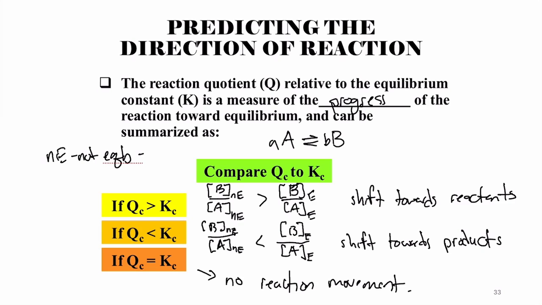So when we're looking at our ice tables now, if we have some initial concentrations of both products and reactants, this says which way the reaction is going to proceed. If we know which way it's going to proceed, then we can do an ice table without just 0 as our initial values.